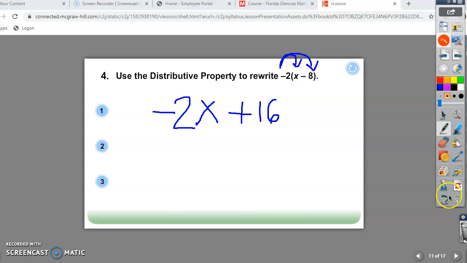And I'm done. But let's go back and talk about why did I treat that minus sign like a negative sign? Well, let's go back here one more step. Let's retrace.